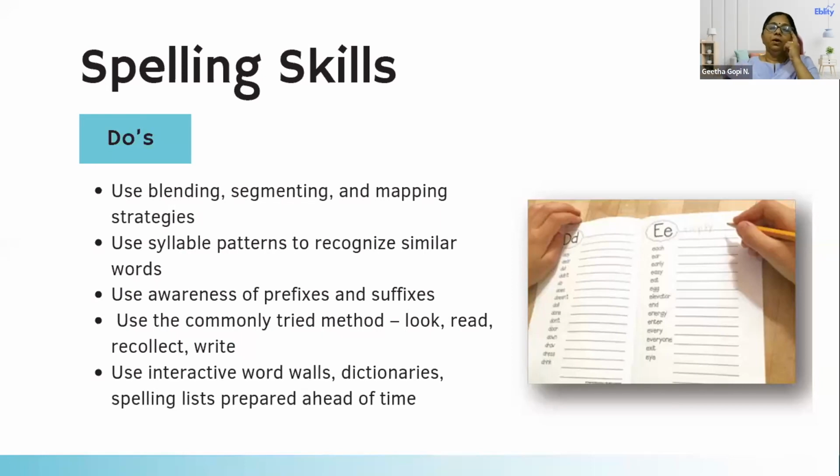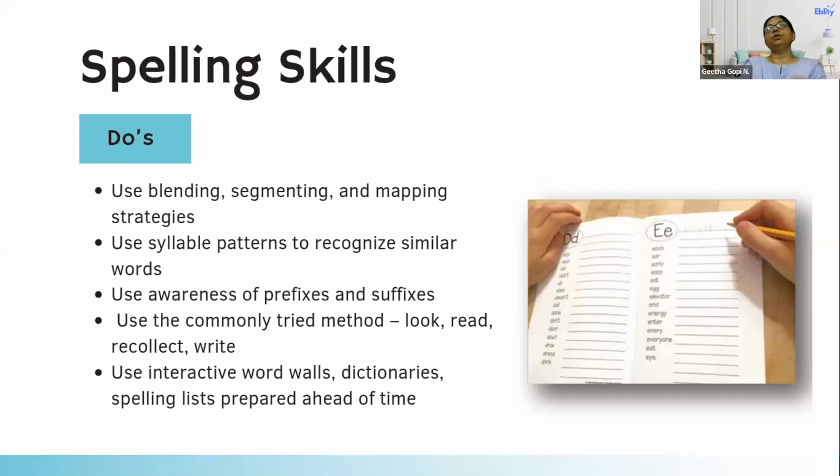It is together. The same with blends also. You can give two blanks for the blends, but tell them that they are sounded together. So these kinds of strategies can be employed when you're teaching spelling skills. Use syllable patterns to recognize similar words. For example, we talked about word families and so on. Awareness of prefixes and suffixes. All the skills that I talked about while reading, the word attack skills, the same things can be used for writing the words down, which will help in spelling. So these skills are not just for reading, they also help in spelling skills.